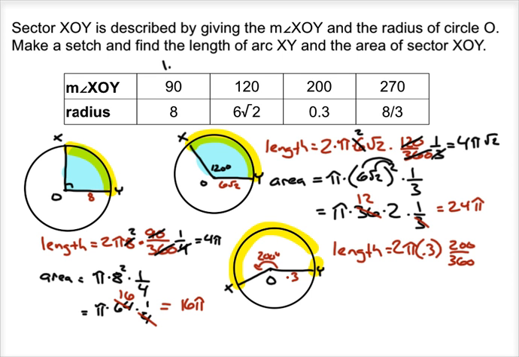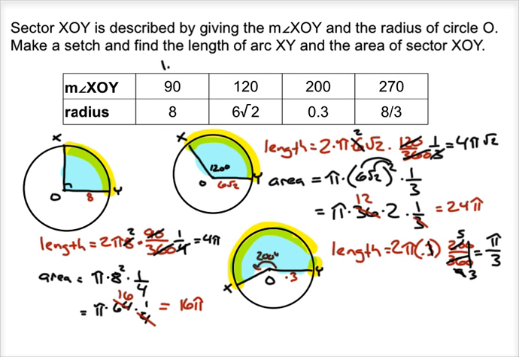So let's start to reduce. I noticed that the 200 and 360 I can reduce by 10, then I can reduce by 4 and get 5/9. I can reduce between the 0.3 and 9, which will give me a 0.1 and a 3. So looking up in the top, I have 2 times 5, which is 10. 10 times 0.1 is just 1. So I get a pi in the numerator, and the denominator is 3. So I get pi over 3.